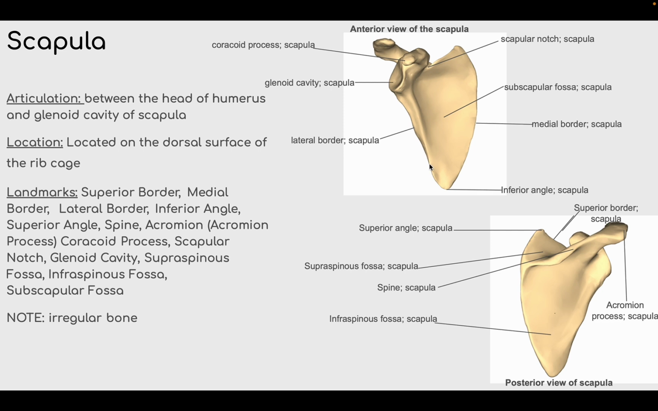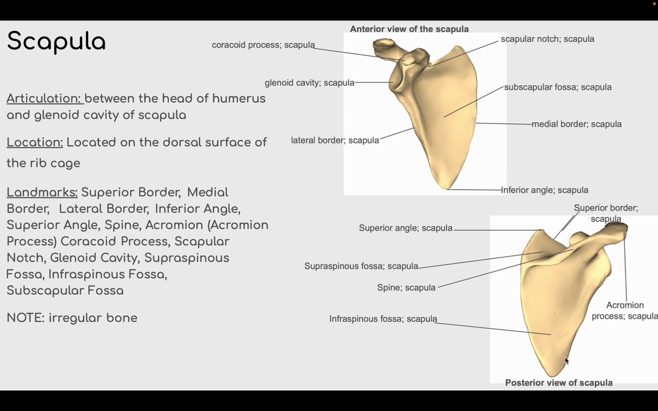Next is the lateral border, just this long border that goes out towards the humerus. Then we have the scapular notch. This is like a little indent, just like a little notch. That's what I just remember from. And then we have the subscapular fossa. Then we have the medial border going in towards your spine, just like medial, middle. And then we have the inferior angle of the scapula, just like inferior, below.